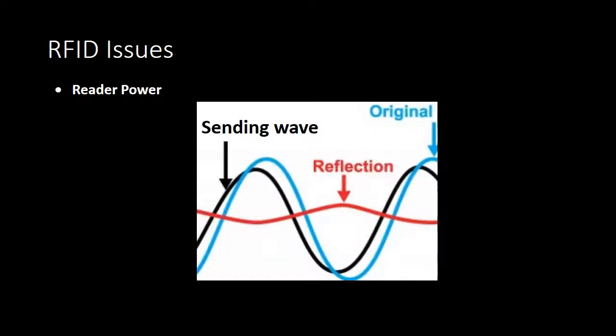Reader power. The reader's power can be set to high or low, which will increase or decrease the read range. Increasing the power may cause the reader to read multiple tags or other problems, so this may not be a quick fix. Also, doubling the power to the antenna does not double the distance of the read range.